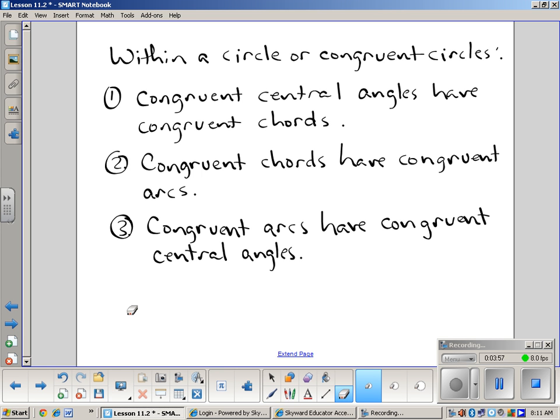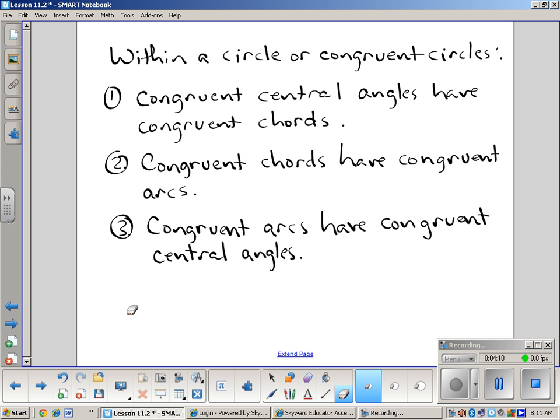I'll read through it. Make sure you read my writing, then I'll pause so you can finish copying it down. Within a circle or in congruent circles, congruent central angles have congruent chords. Congruent chords have congruent arcs, and congruent arcs have congruent central angles. So we made a complete circle here, haven't we?